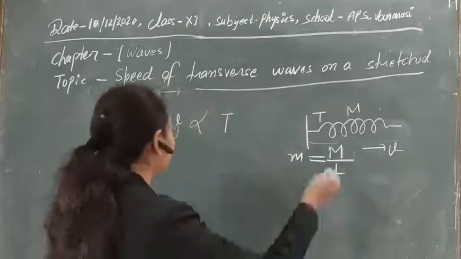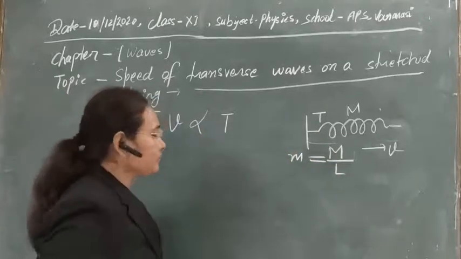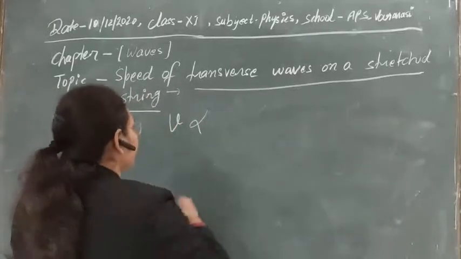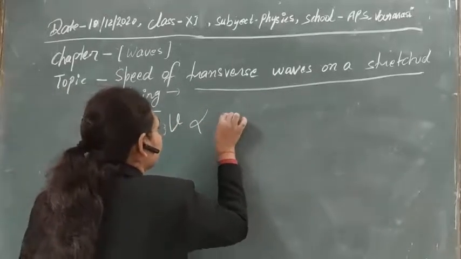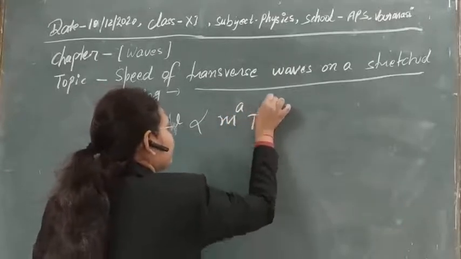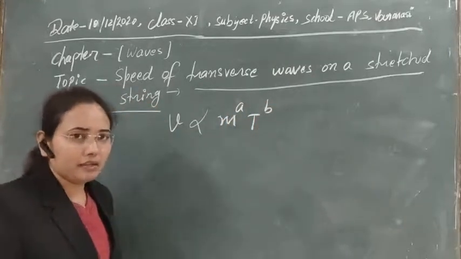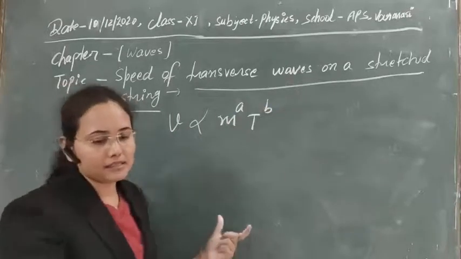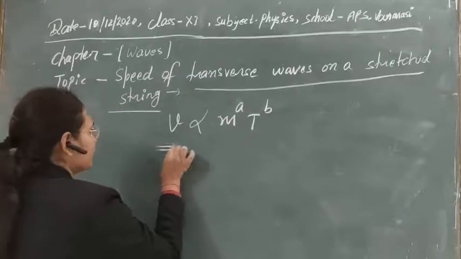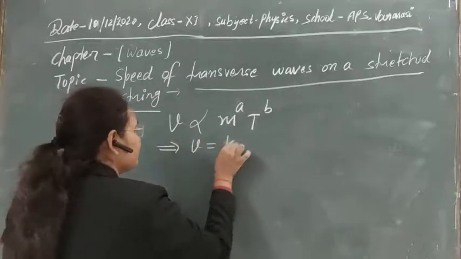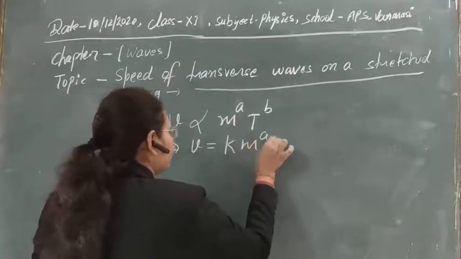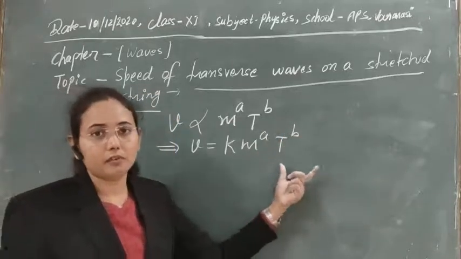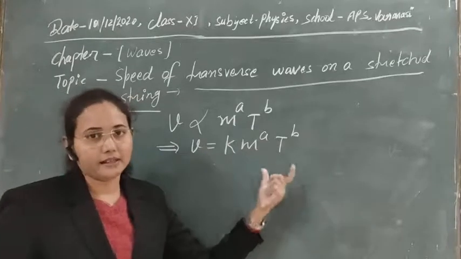So for that formula, suppose here we are just writing v is directly proportional to m power a and T power b. To calculate the value of a and b with the help of dimensional analysis, you can calculate it. So for that, let's write v = k m^a T^b. Now just write on both sides the dimensional formula, on the left side and right side also.